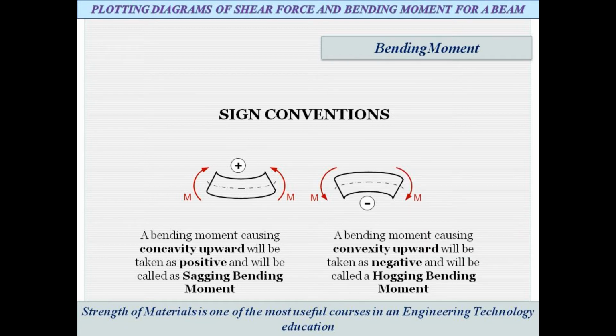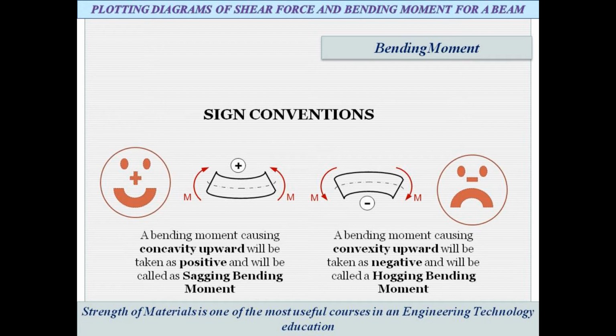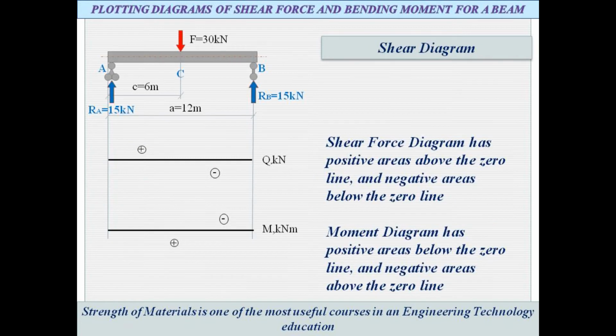A bending moment causing convexity upward will be taken as negative and will be called a hogging bending moment. To remember this rule easily, imagine that if the bending moment makes the beam smile, it is positive, if not, negative. A moment diagram has positive areas below the zero line and negative areas above the zero line.